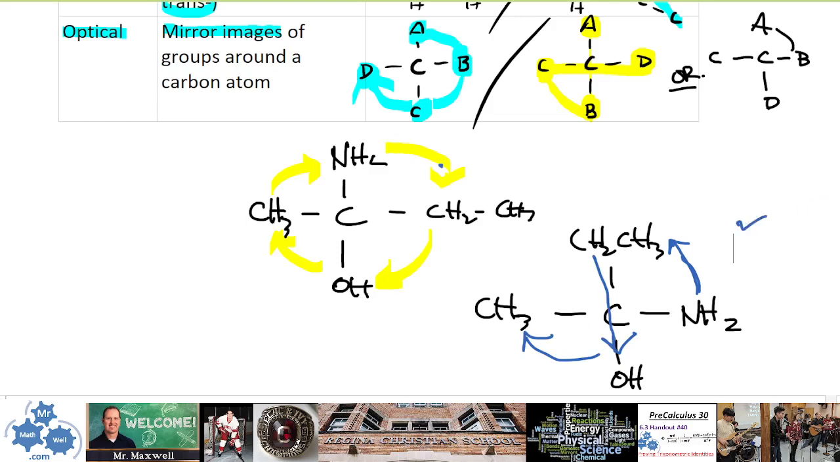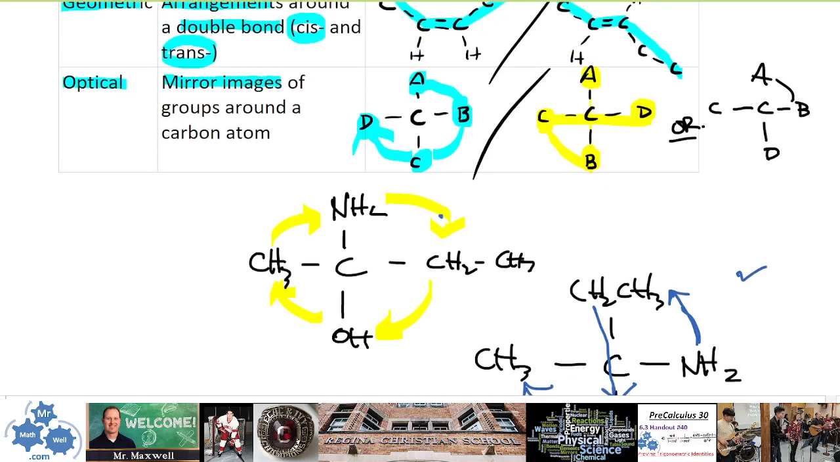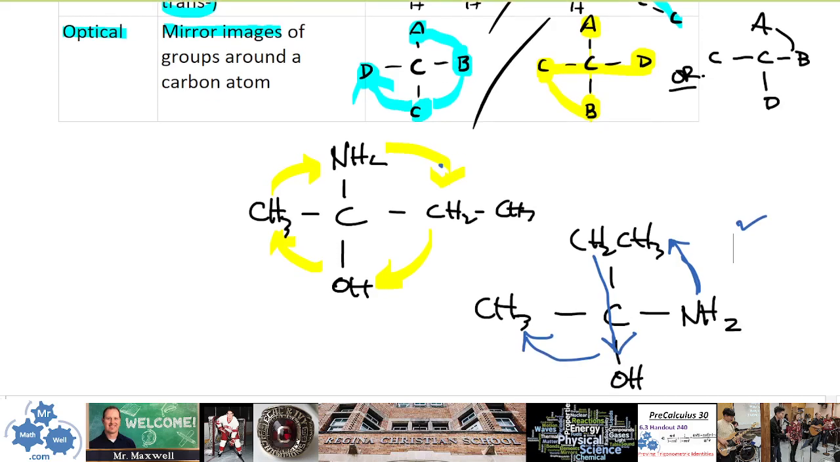Probably on a test, you're not going to get a nice A, B, C, D. You know, here you go. It's probably going to be something like this, and you'll have to give me an optical isomer.